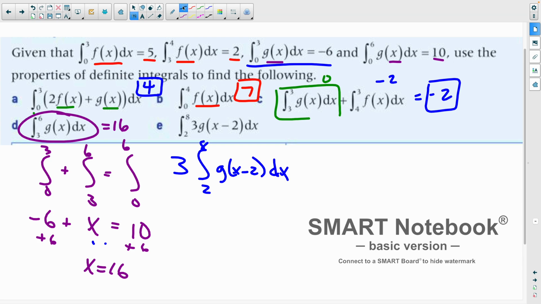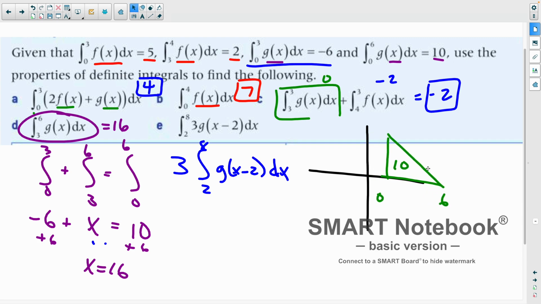If I were to do this, I'm just going to make up a shape. I don't know what it is, but let's say this is a triangle sitting right here. So this is 6, this is 0. Let's say that this shape, from 0 to 6, is 10. That's the picture there. It says I'm going to take g and slide it to the right 2. So if I take this triangle and slide it to the right 2, I'm no longer at a bound of 0 and 6. I'm at the bounds of 2 and 8. So you see what happened there?